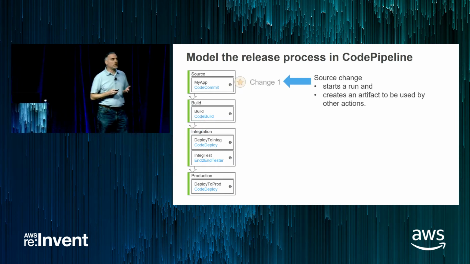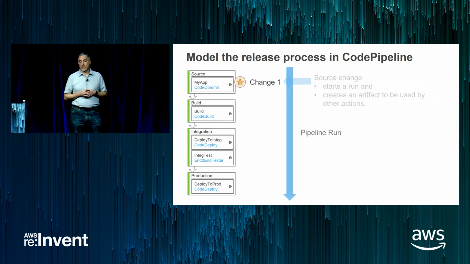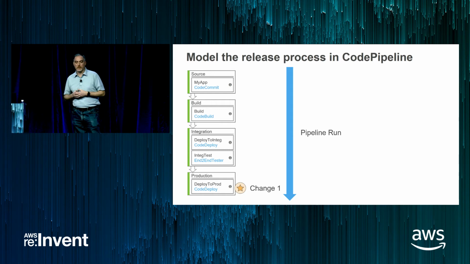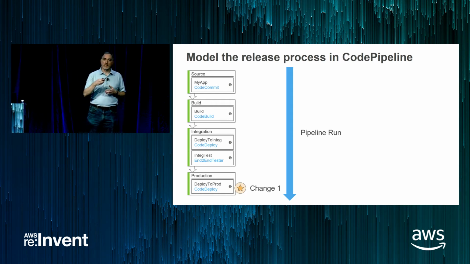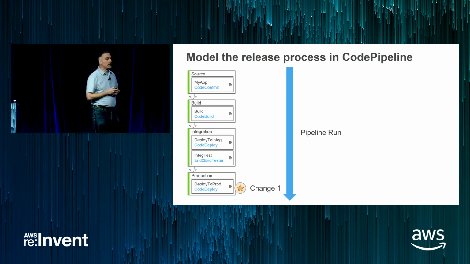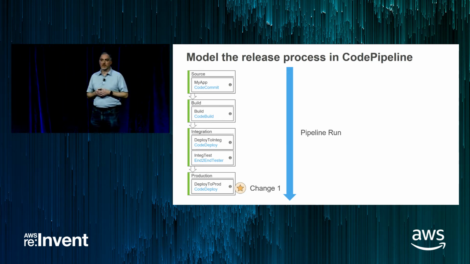Each time a new change is committed into your source location, a new pipeline run is triggered. This new code change then passes through all the actions in the pipeline. And in many pipelines, the final stage is where a deployment to production happens.